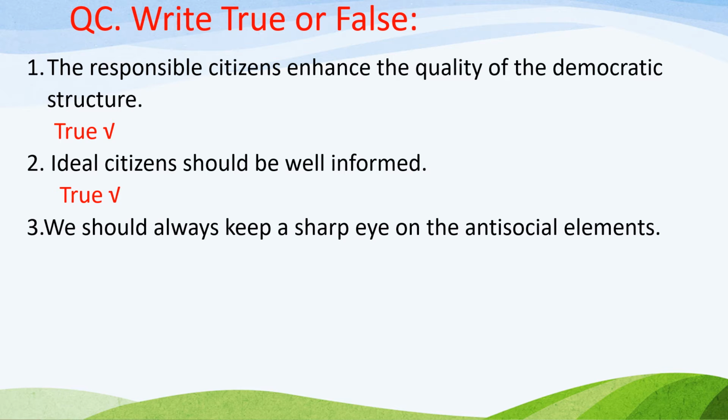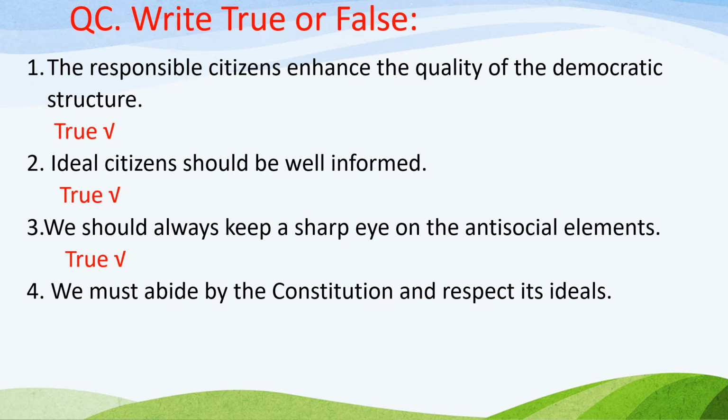Now number 3 is, we should always keep a sharp eye on the antisocial elements. Now do you know what antisocial elements are? Okay, very good. So you should also tell me the answer. Is it true or false? Okay, very good. The answer is true. Number 4 is, we must abide by the Constitution and respect its ideals. Is it true or false? We should always follow the Constitution and respect its ideals like brotherhood and world peace. Yes, very good. The answer is true. Yes, students, all the 4 sentences are true.